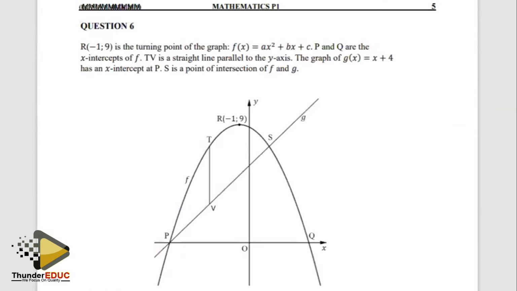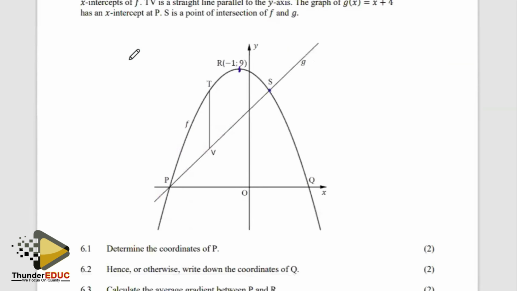Question number 6, parabola and a straight line. So r is -1 and 9 is the turning point. Okay. Of this graph, P, Q are the x-intercepts of F, TV is a straight line that is parallel, G of x, we have it, has the x-intercept as P, S is a point of intersection, good.